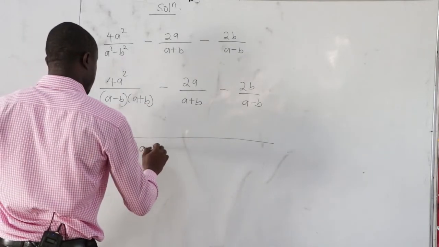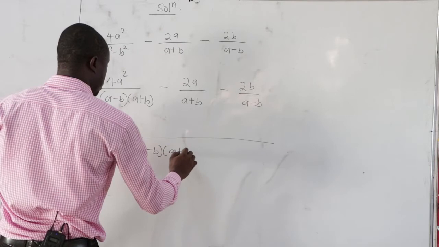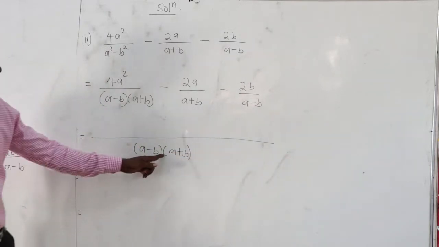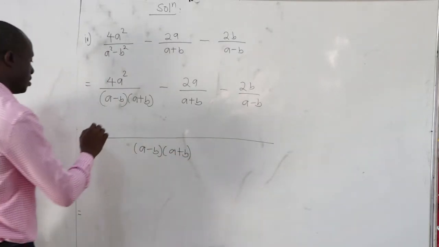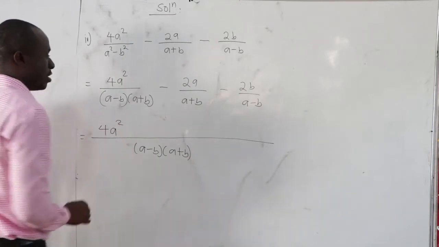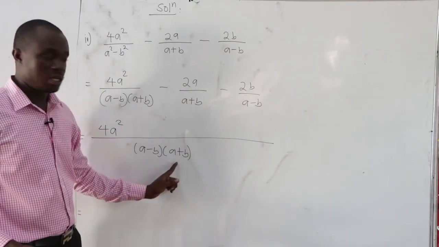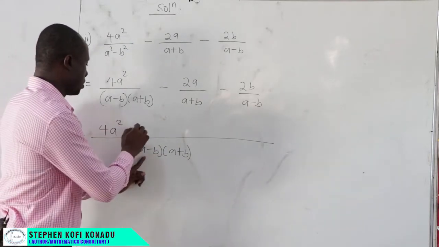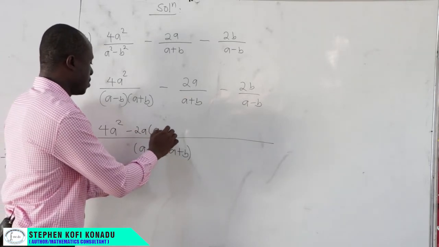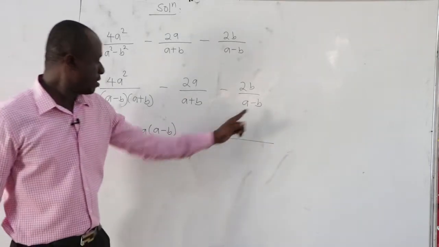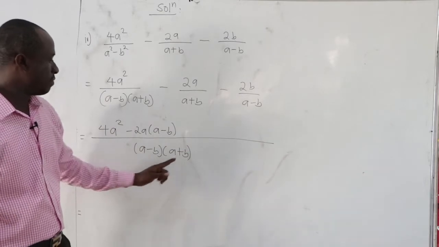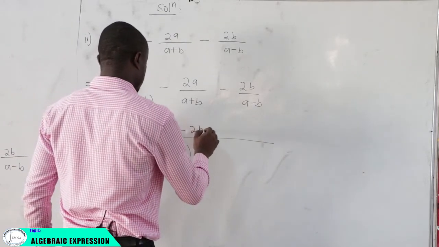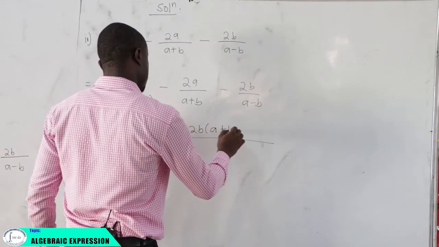So you have (a minus b)(a plus b). Clearly this will cancel this, leaving the numerator, so that will be 4a squared. Now a plus b will cancel a plus b, leaving a minus b, so you have minus 2a(a minus b). A minus b will cancel a minus b, leaving a plus b, so you have minus 2b(a plus b).